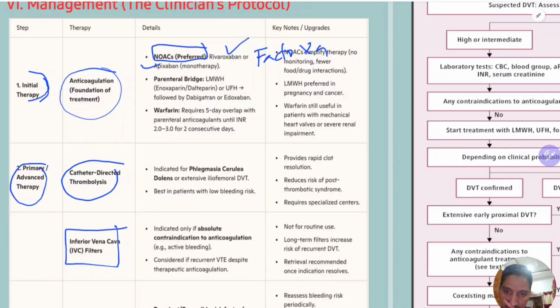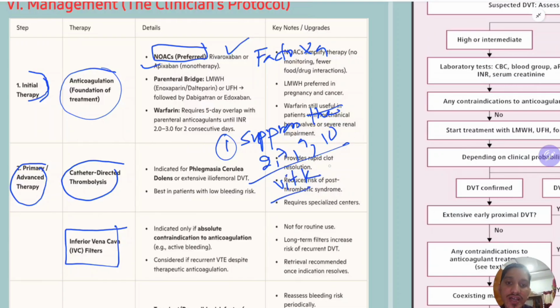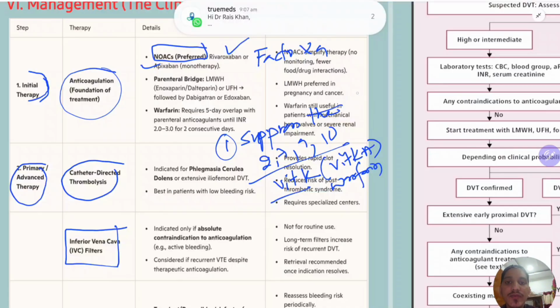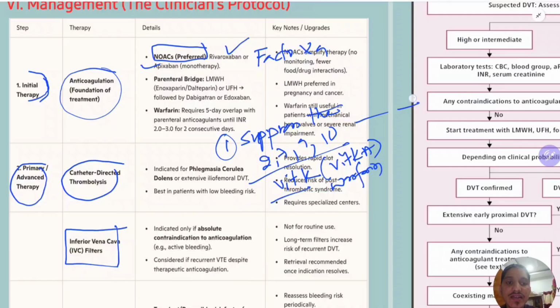So just to understand these drugs, I will give a summary. How will you anticoagulate a patient? One thing is you will suppress the production of coagulation factors, for example 2, 7, 9, 10. These factors are vitamin K dependent. So you can use vitamin K antagonists, VKA, like warfarin for anticoagulation. But the problem with this is the effect is not immediate.